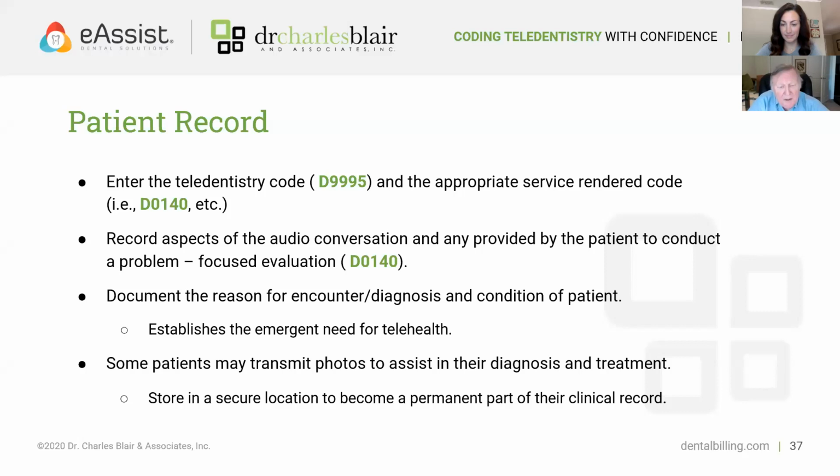And so we want to document the reason for this encounter, the diagnosis, the condition of the patient. This establishes the emergent need for telehealth. And again, any transmitted photos, anything like that, would become a permanent part of that patient's clinical record.